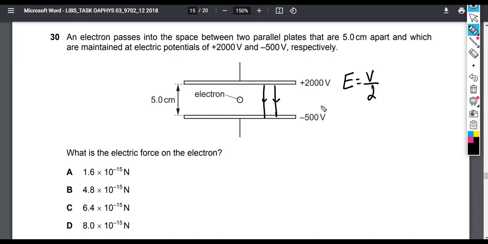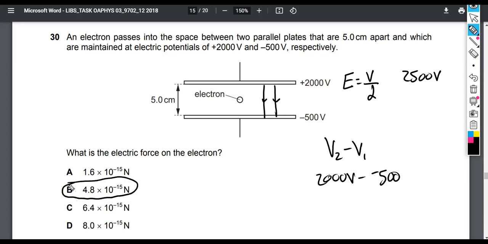And what many students will incorrectly do is determine the potential difference between these plates as 2000 minus 500. If you think about the difference in the voltages, like this voltage minus this voltage, then it's 2000 volts minus negative 500 volts. And so the potential difference between these plates is actually 2500 volts, not 1500. If you incorrectly substitute 1500 volts in the numerator here, you will get choice B, which is up there designed to capture those students that make that mistake.